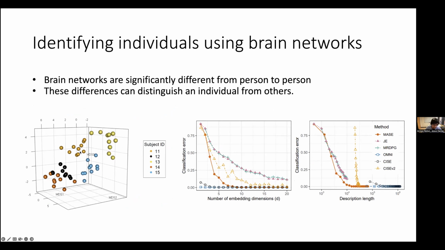In this plot, I only have five subjects to show you an illustration, but essentially you can see a similar phenomenon. Points corresponding to the same subject are closer to each other than to other subjects, suggesting that brain connectivity can in fact differentiate subjects, and this connectivity is different from person to person. We can even go further and apply some machine learning techniques to check whether these differences actually allow us to discriminate between people.